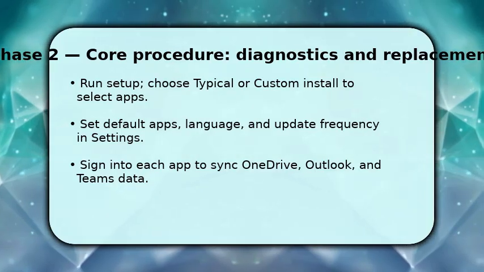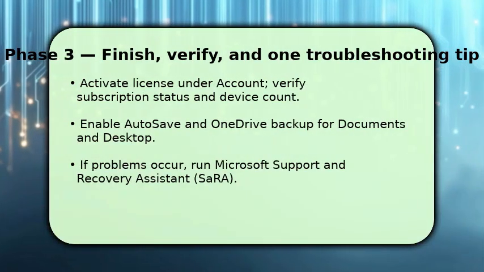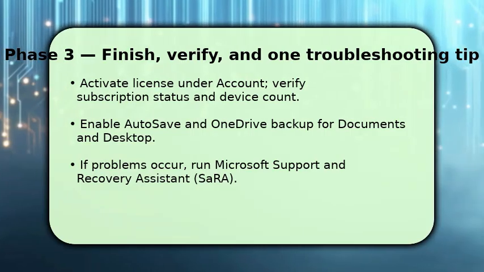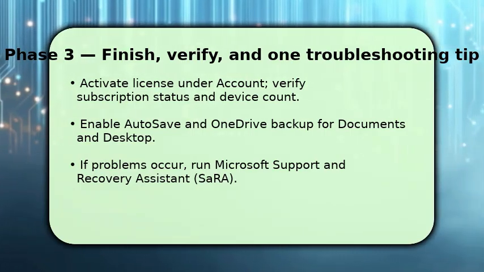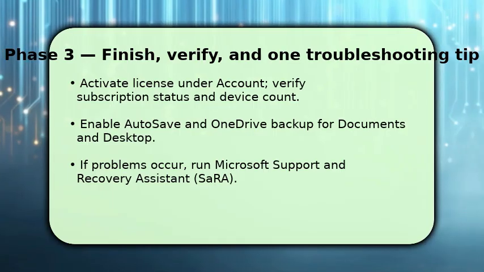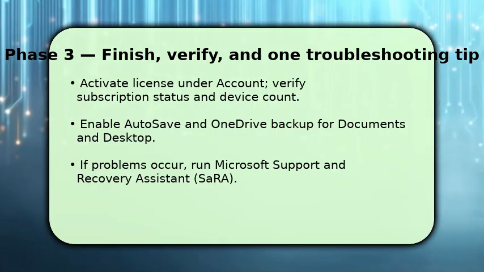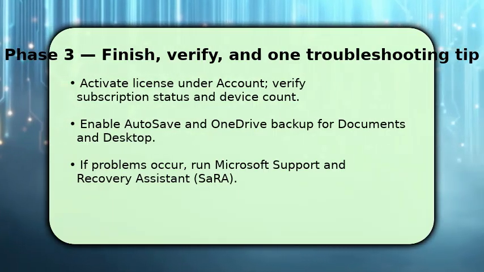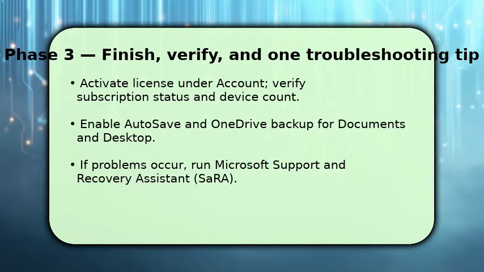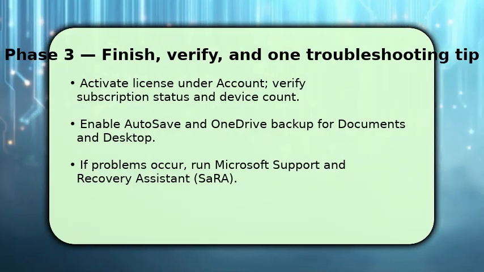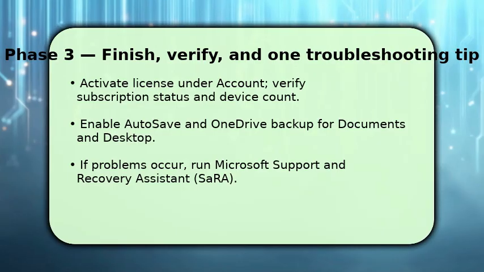You finish by activating the license from account inside any Office app and confirm subscription status and registered devices to avoid activation limits. Turn on autosave and enable OneDrive backup for documents and desktop so versions and recovery work automatically. Once done, update Office via account update options to apply patches.